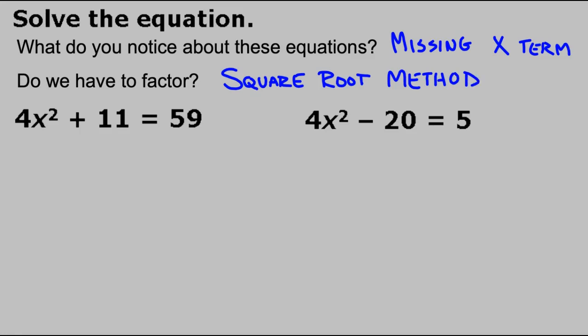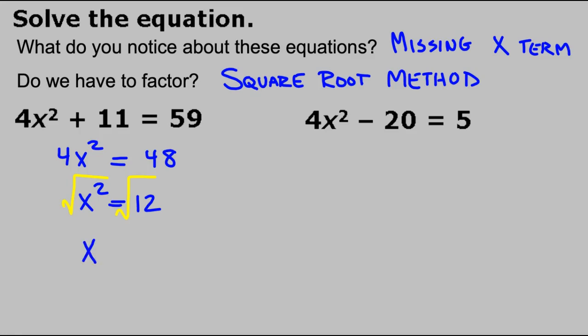The reason why this works is because we're able to get x squared by itself. So if I'm over here getting x squared by itself in this equation, I have 4x squared equals 48. Divide both sides by 4, I get x squared equal to 12. And now I have x squared all by itself, so I can square root. And this happens when you are what? Missing an x term. Yeah, missing the bx term.